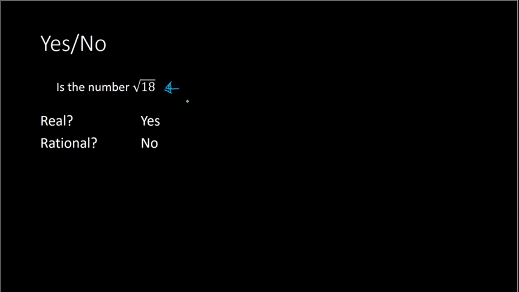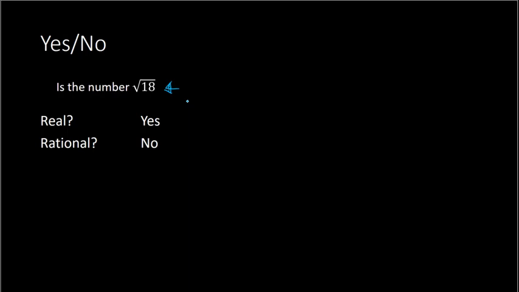Let's take a look at one more number. And that number is the square root of 18. So first, would this be real? Yes, it would be real because the only numbers that are not real are the square roots of negative numbers. Would it be rational? Well, rational numbers would include everything except for decimals that keep going on forever without repeating. And when you take the square root of something that's not a perfect square, you're going to get a decimal that keeps going on forever without repeating, which makes it not rational.